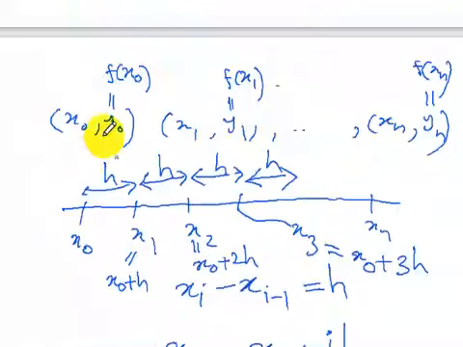So this is called an equally spaced data set when the x points are located here. If you consider these gaps, they are the same, so the x's are located equally spaced, right?